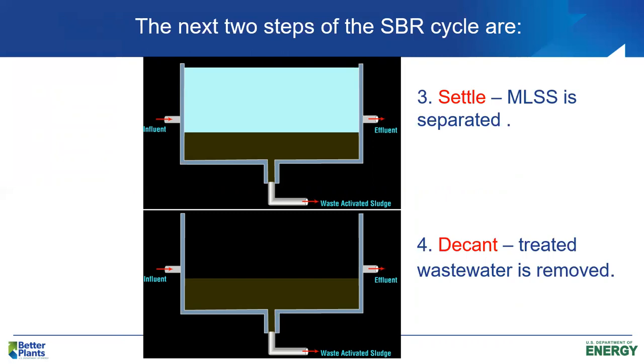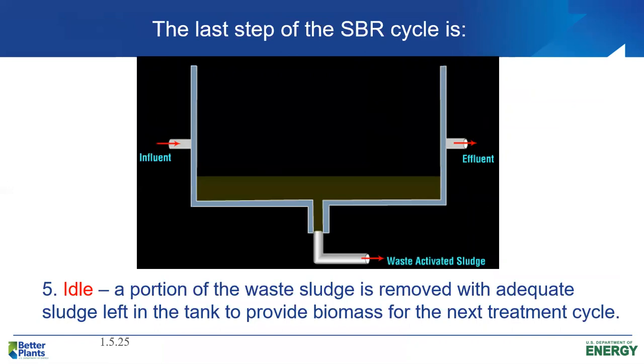So after we go through the settle phase, we go into the decant phase, where we actually decant the clear liquid off the top. We may decant 3, 4, or 5 feet of liquid volume off the top, and it'll be discharged to a post-equalization basin or to the receiving stream. And then to finish the cycle, we may have a short idle period before we begin the process again in the batch reactor.